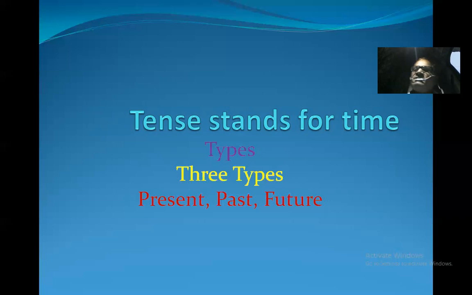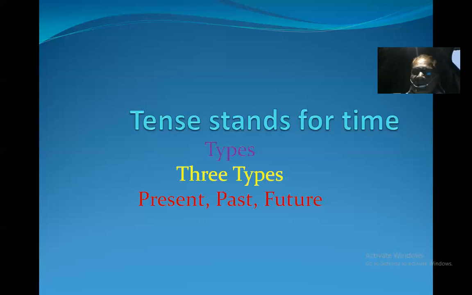Present is for actions which are related to the present, as of now. What is going on at the moment of speaking is called present. Past is yesterday or before the moment we are speaking. Future is what is coming, the near approaching time, and that's called future.